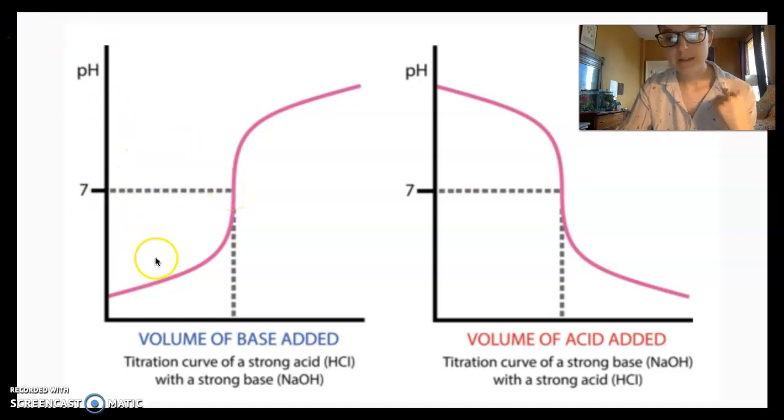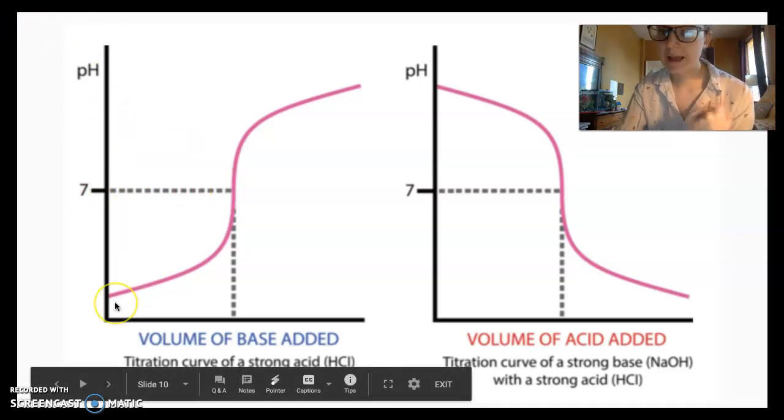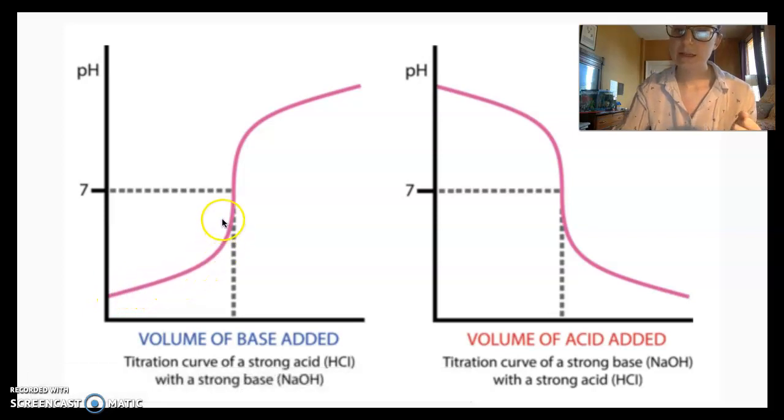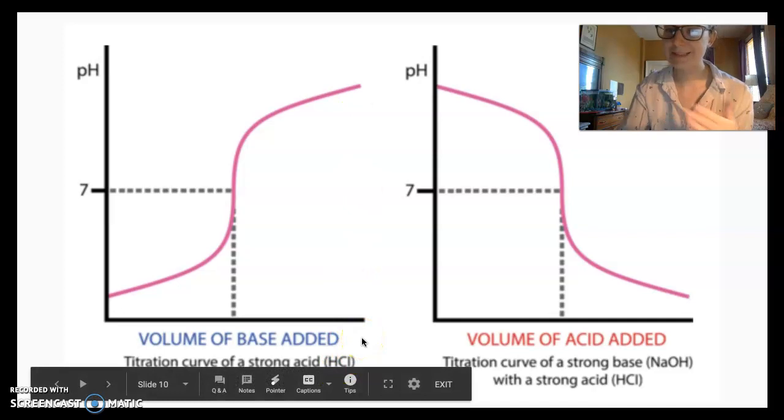So when you're reading this, here we are starting with an acid in the Erlenmeyer flask. So we have a low pH. As we add the base, the pH slowly increases until the equivalence point is at 7. At this point, we go beyond the equivalence point. So we keep adding base. The pH continues to rise until it's closer to the pH of the base that is added.